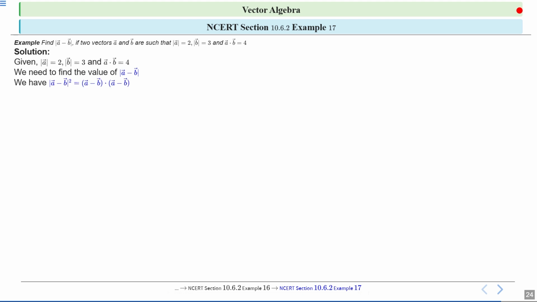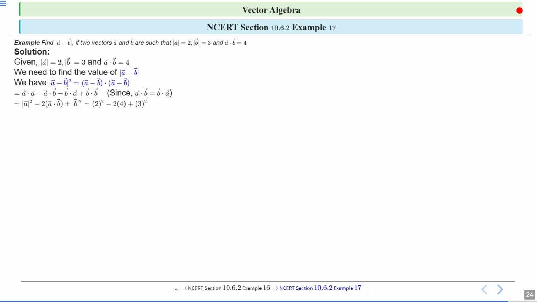Okay. Now we have magnitude of (A minus B) square is equal to (A minus B) dot (A minus B). So it will be equal to A dot A minus A dot B minus B dot A plus B dot B. Since we know that A dot B is equal to B dot A, it will be equal to magnitude of A square minus 2 A dot B plus magnitude of B square, which is equal to 2 square minus 2 into 4 plus 3 square.